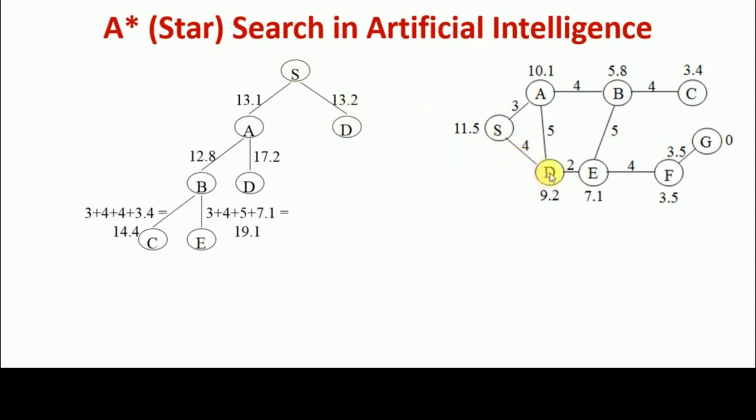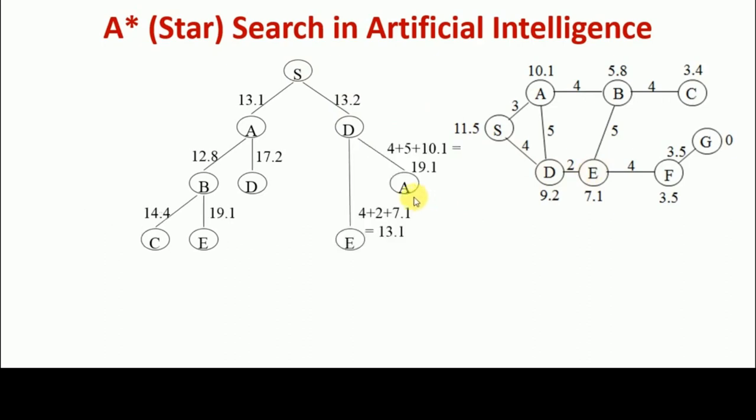The neighbors of D are, there is only one neighbor, that is E. Actually, two neighbors are there, not one. A and E are the two neighbors. So for A, 4 plus 5 plus 10.1, that is nothing but 19.1. For E, 4 plus 2 plus the heuristic value of E, that is 7.1. The answer is 13.1. So 19.1, 13.1, 17.2, 19.1, 14.4. From these leaf nodes, this 13.1 is the minimum here.